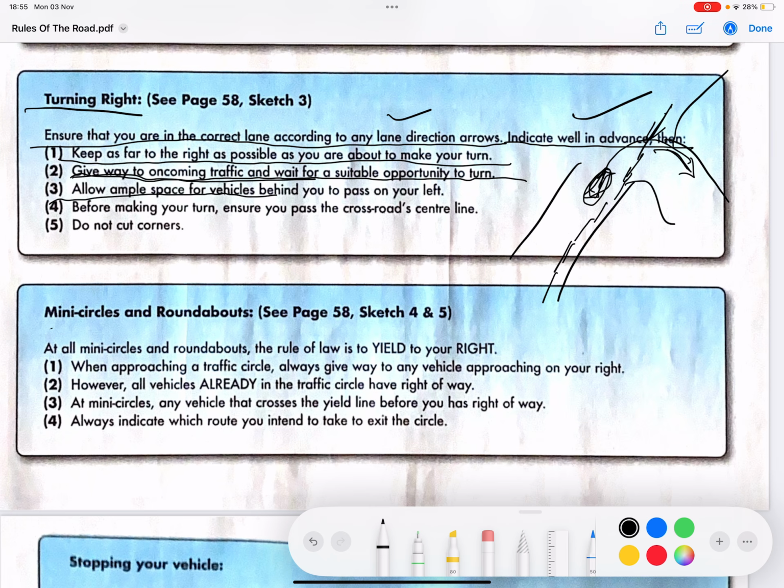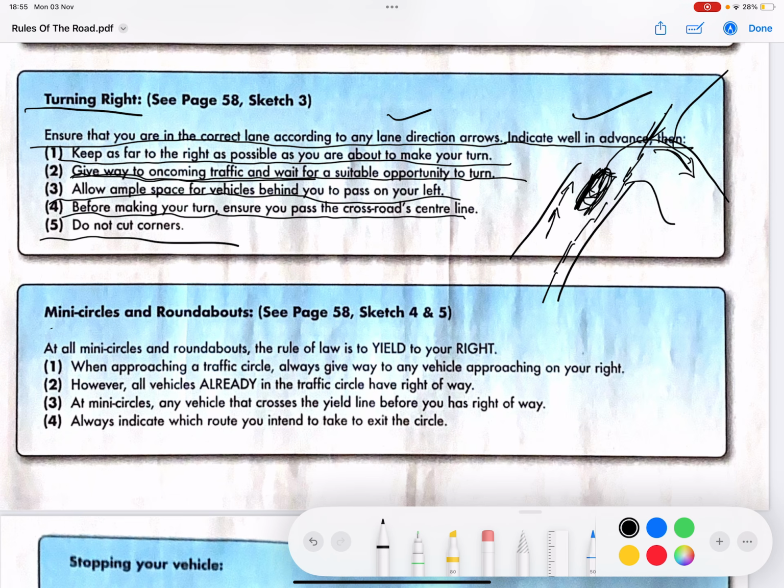Allow ample space for vehicles behind you to pass you on the left. That's why they say keep as far right as possible, to allow these vehicles to pass you this side. Before making your turn, ensure that you pass the crossroads center lines. Make sure that you pass the center lines so that you turn into a correct lane, and you do not cut corners.